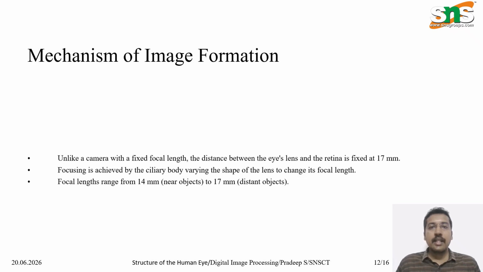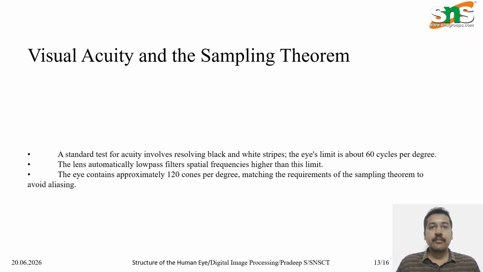Unlike a camera, the eye keeps a fixed distance between the lens and retina. Focusing is achieved by changing the shape of the lens. Focal length ranges from 14 mm for near objects to 17 mm for distant objects.